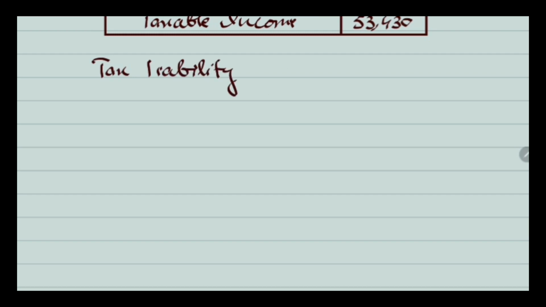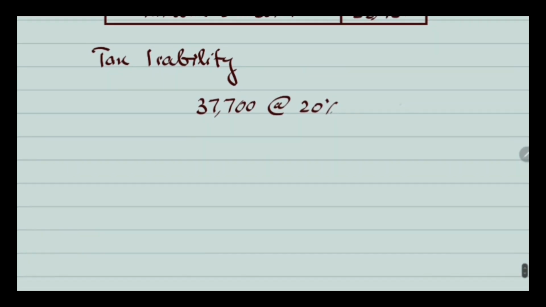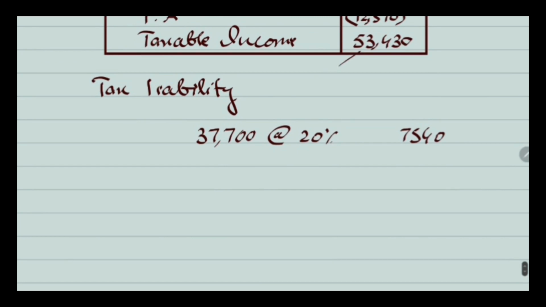Now we need to apply different band rates to calculate the tax liability. So up to income of 37,700, it will be taxed at the rate of 20%. So that creates a tax liability of 7,540. And for income above 37,700, meaning the difference between 53,430 and 37,700, that will be 15,730, and it will be taxed at the rate of 40%.